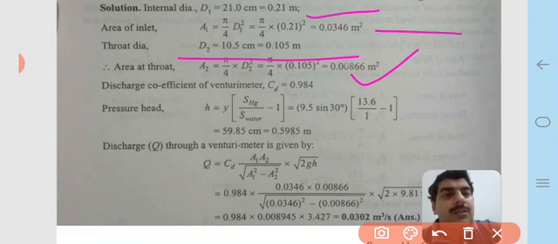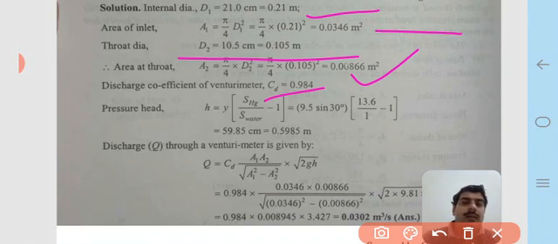Discharge coefficient of Venturi meter is given, CD is equal to 0.984, and now the pressure head is calculated with the help of the formula H is equal to Y times specific gravity of mercury upon specific gravity of water minus 1, where the value of Y is 9.5 sine 30 degree, which is the vertical component, and 13.6 upon 1 minus 1. Therefore the pressure head is equal to 0.5985 meter.